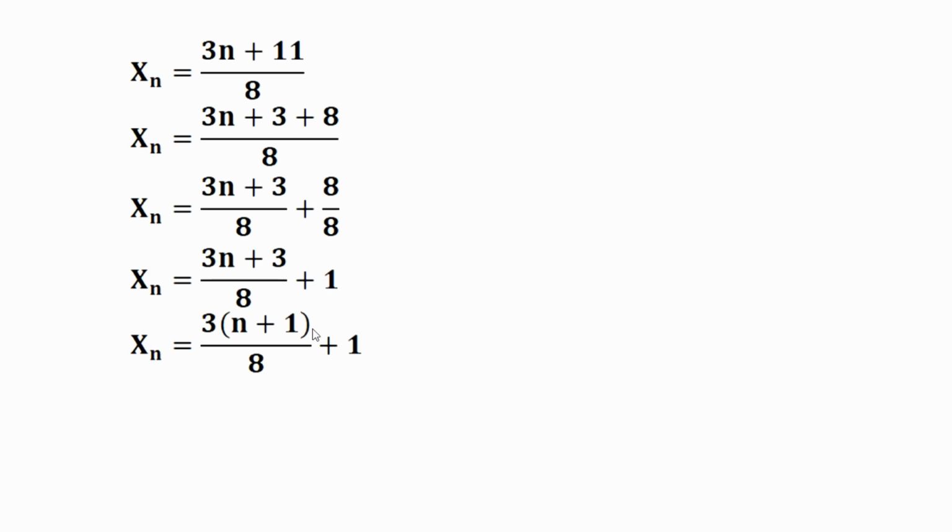When will n plus 1 become a multiple of 8? When n equals 7. So that means the seventh term of the sequence is the first natural number term of the sequence. And to find out the term, we can put n equal to 7. So n plus 1 equals 8, the 8 and 8 get cancelled, and we get 3 plus 1, which is equal to 4.